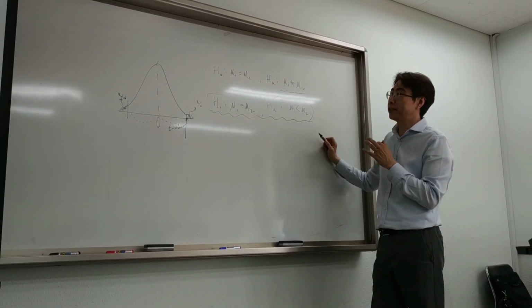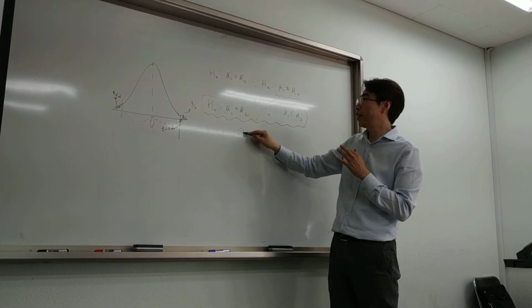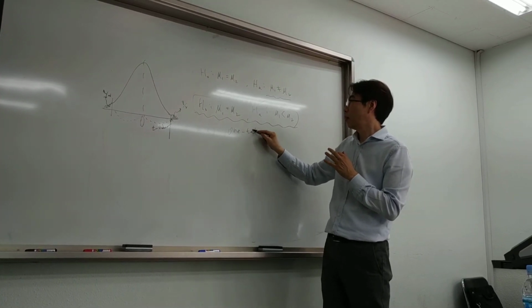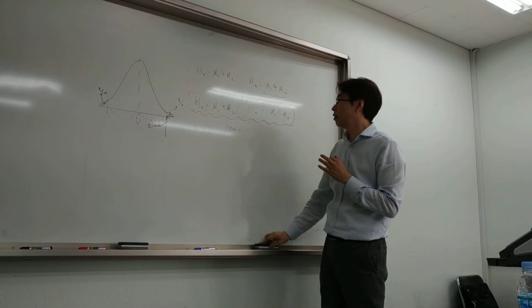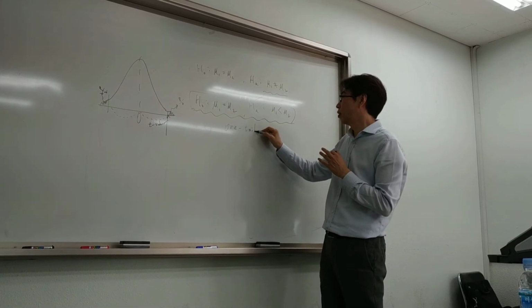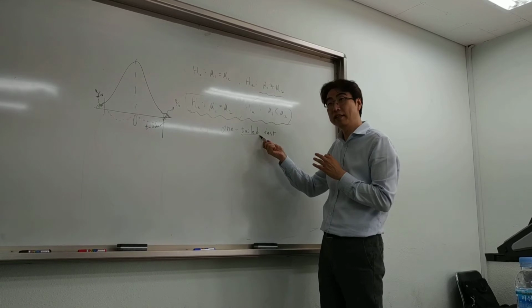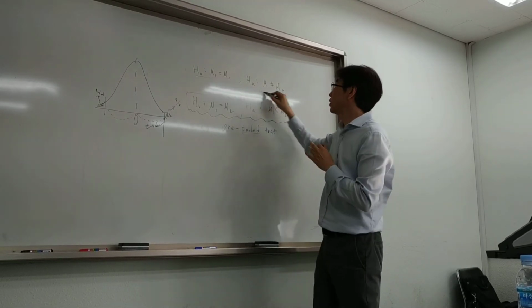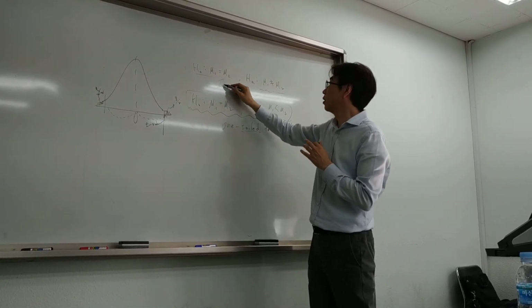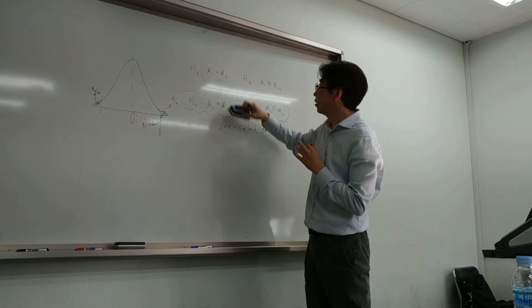This type of hypothesis testing is called what? One-tailed test. This is the spelling, right? Tail. Wait. This one is the two-tailed. Two-tailed test.